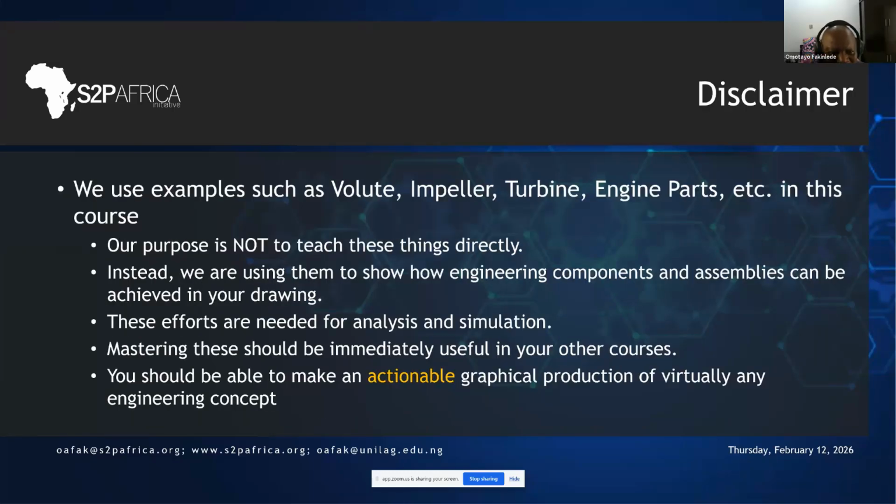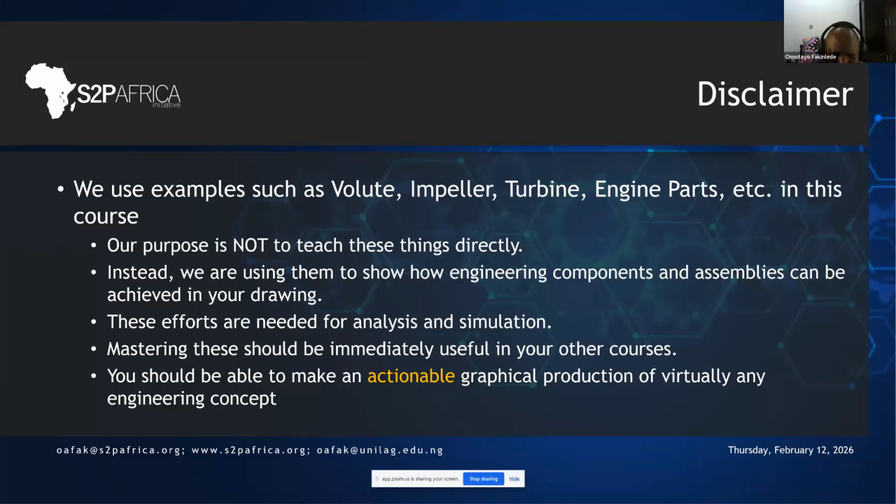Disclaimer: we have used examples such as bench, concrete bench, reinforcement, volute, impeller, turbine, engine parts like crankshaft, connecting rod, piston, cylinder, and so many things. It is not our purpose in this class to teach all these things. This is not an authoritative course teaching those things. That's not what we are doing here. Instead, we are using them to show how engineering components and assemblies can be achieved in your drawing. These efforts are needed for analysis and simulation.